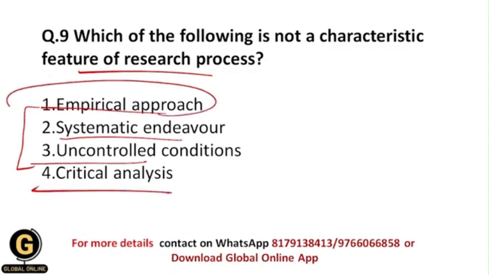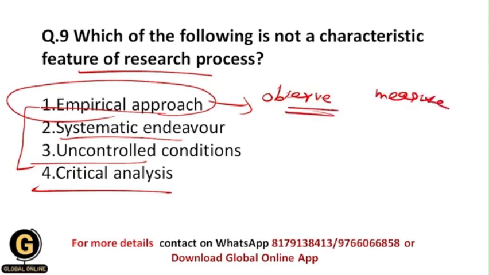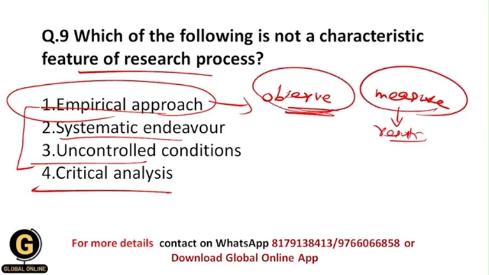So empirical approach means empirical method. It means that here we observe the data, and based upon the observations we measure the data, and after that we get the results. So here we have the proper evidence in terms of observations and measurements. This is nothing but the empirical method, and obviously within the research process we follow the empirical method. This is one of the characteristics of research process, so this option gets eliminated.